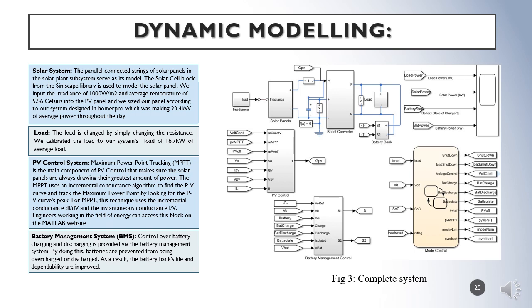In the solar system, we input the irradiance and the temperature, and we also input the total wattage. Then we calibrated the load to its 16.7 value, and then we created the PV control and the battery management system.